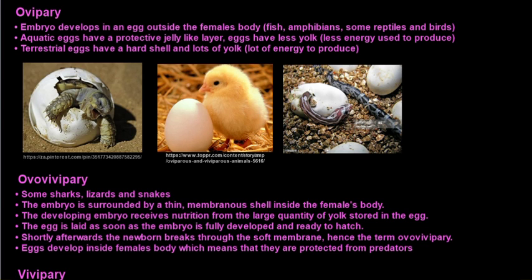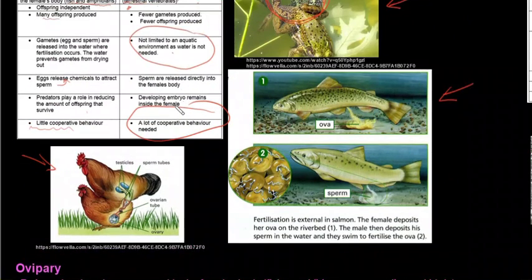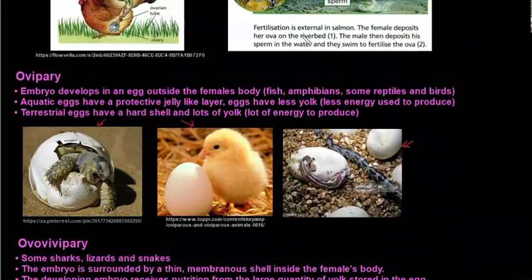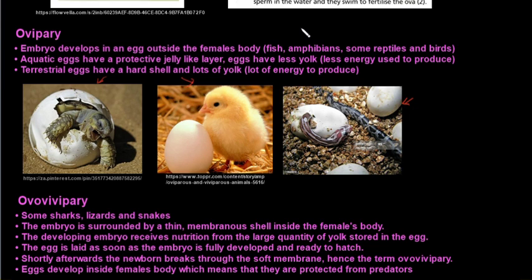This now brings us to the different ways in which the eggs develop in a sense. So ovipary, this is when an embryo develops in an egg outside the female's body, and examples of these are fish, amphibians, some reptiles and birds. So aquatic eggs, like we mentioned with the frogs, have a protective jelly layer, and the eggs have less yolk, so there's less energy used to produce.